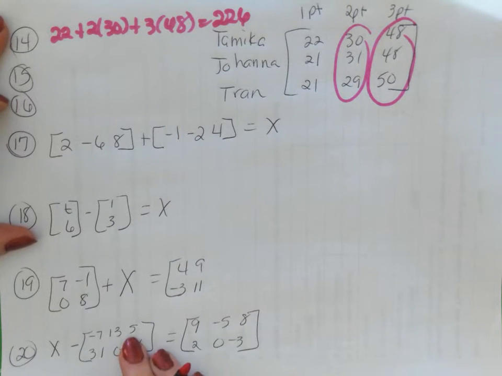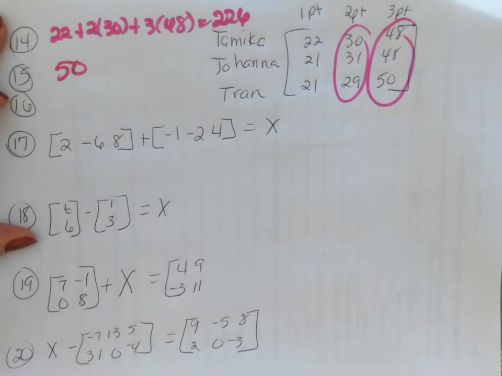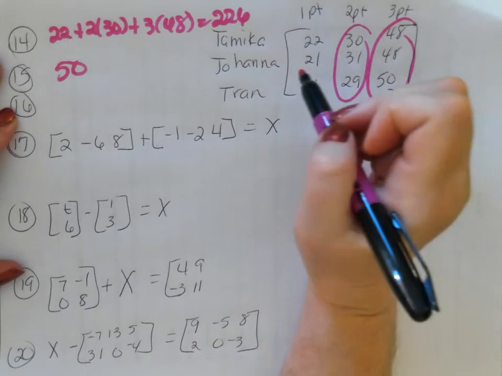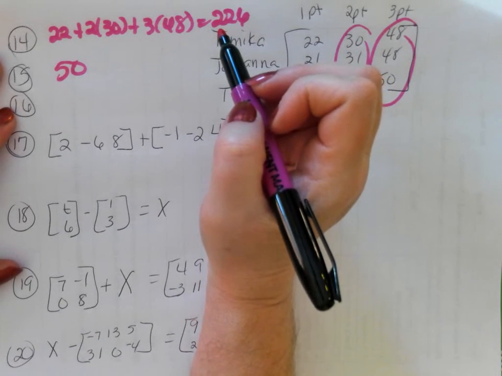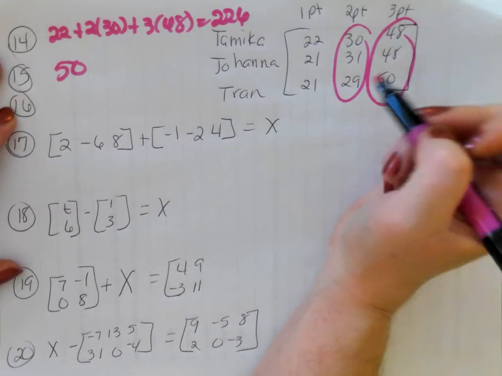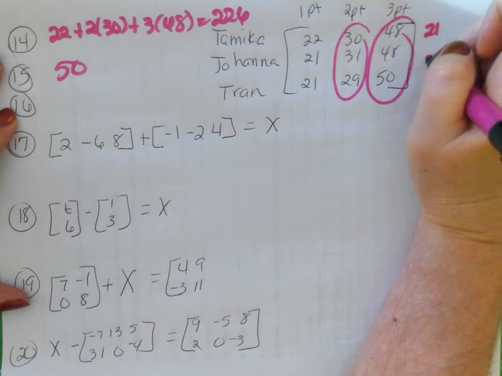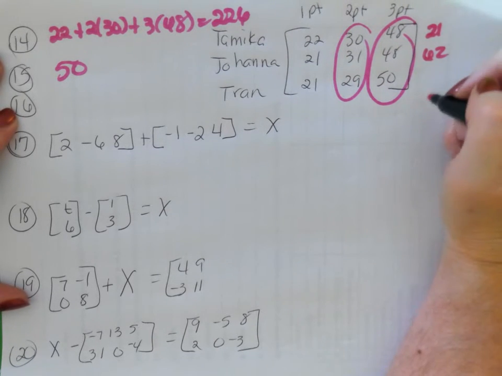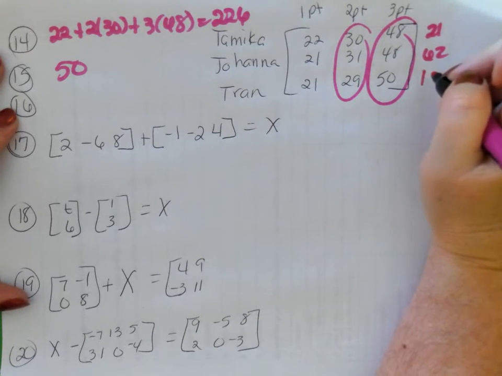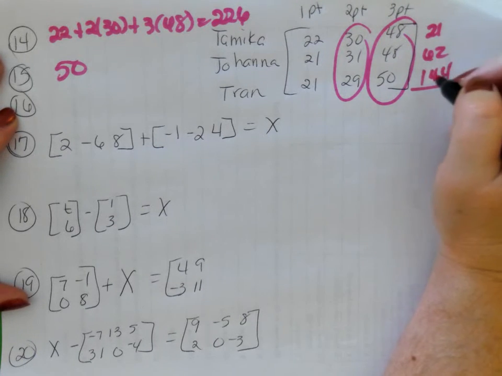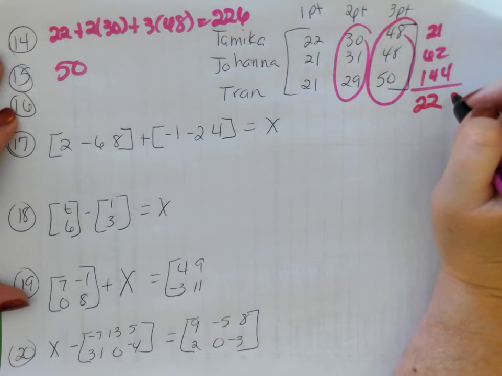Okay, number 15. How many 3-point shots has Tran made? 3-point shots? 50. What percentage of Joanna's points were from 1-point shots? Okay, well first we have to know how many. She made 200 and, oops, wait a minute, Joanna. Okay, we would have to find her points. So 21 plus 62 plus 48 times 3, 120, 144. I believe that's correct. Add them up. So that's 206, 227.